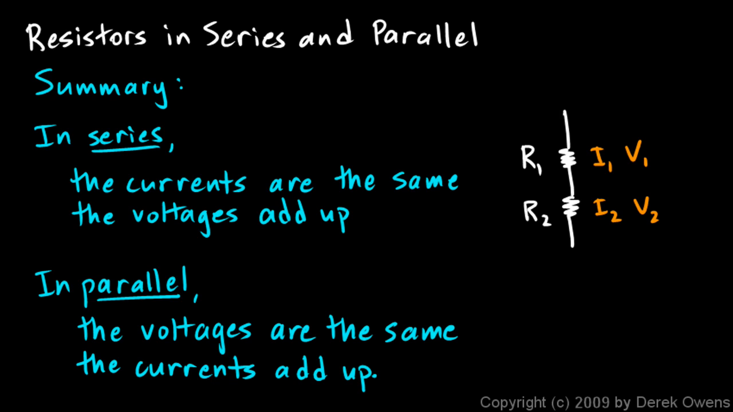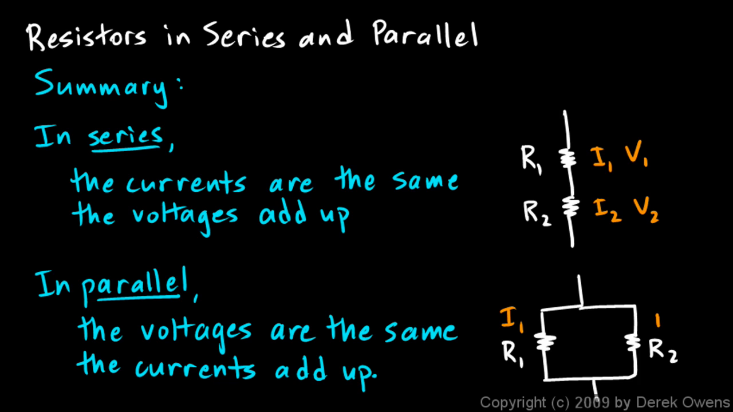And for resistors in parallel, the voltages are the same and the currents add up. So in this case, electrons are coming down this wire and then they split. Some go down one side and some down the other, and then they rejoin down here. We'll call these R1 and R2, and we'll say that the current going through this one is I1 and the current going through this one is I2, and the voltage in this one is V1 and the voltage over here is V2.